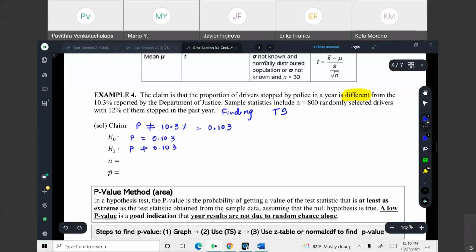So this is your null and alternative hypothesis. Now what is n? n is equal to 800. It is given in the question. Now what is p hat? p hat is 12%, 0.12. p hat is the sample proportion.